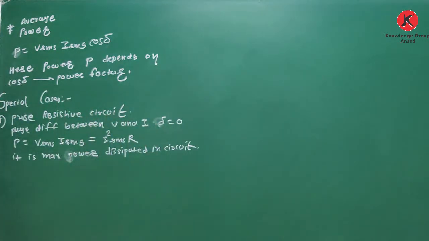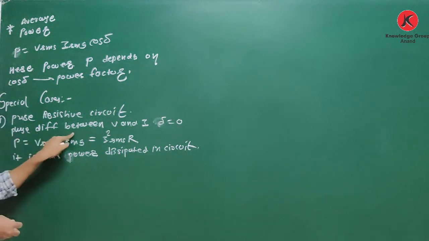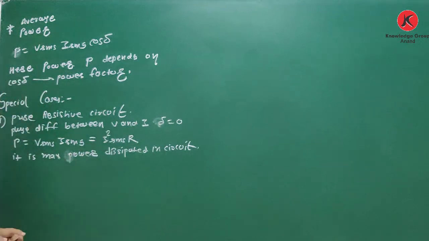Clear about this? So yes, first case, for a pure resistive circuit, the phase difference between voltage and current, del, is equal to 0. So power P is equal to Vrms Irms, or you can also write I square rms R. It is the maximum power dissipated in the circuit.